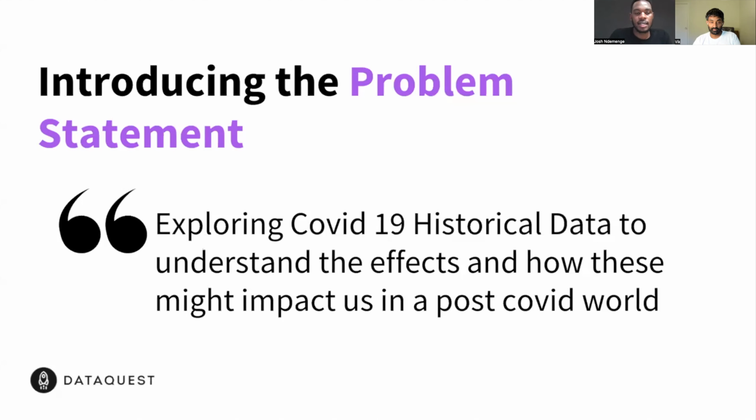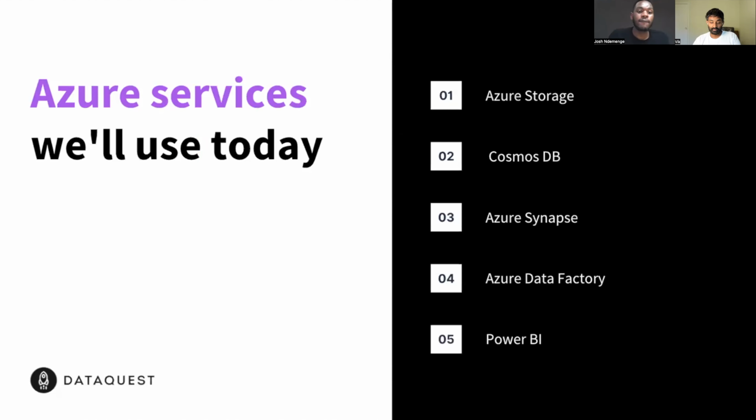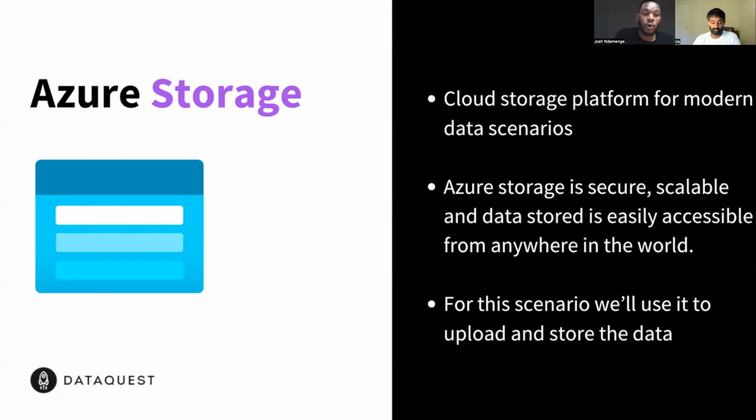But before we get started into building the actual solution on the cloud, let us look at some of the few services that we're going to use for this particular solution. As Vic mentioned, there are very many different services on Azure that you can use for your data solution. But for the purposes of today's demo, we're going to look at these 5 solutions: Azure Storage, Cosmos DB, Azure Synapse Analytics, Azure Data Factory, and Power BI. Let's have a look at these services individually before we go and actually build the solution on the cloud.